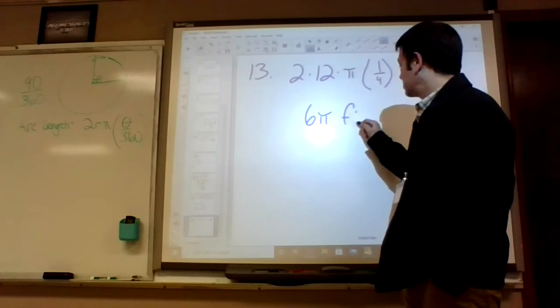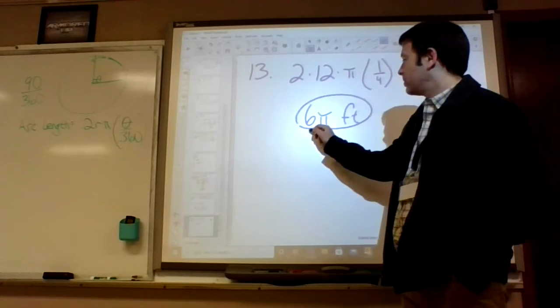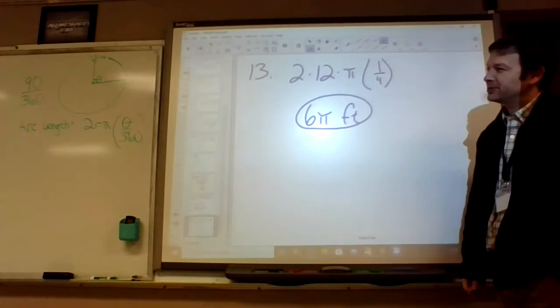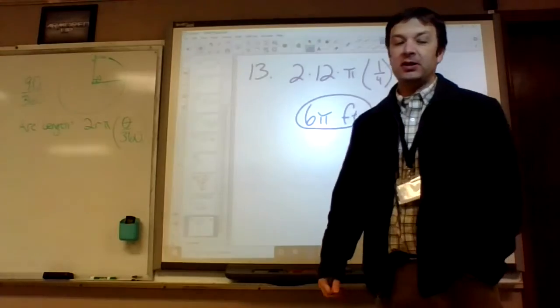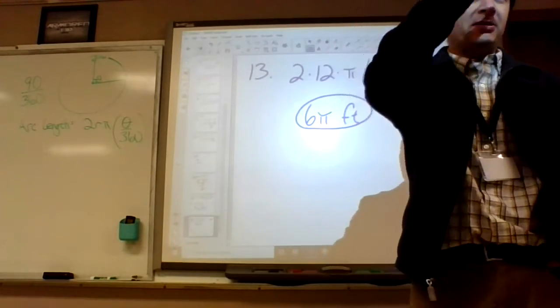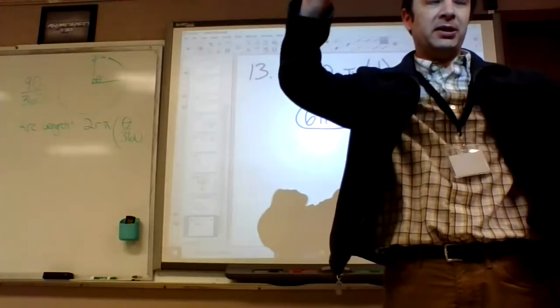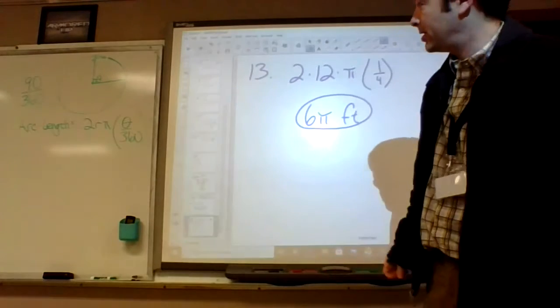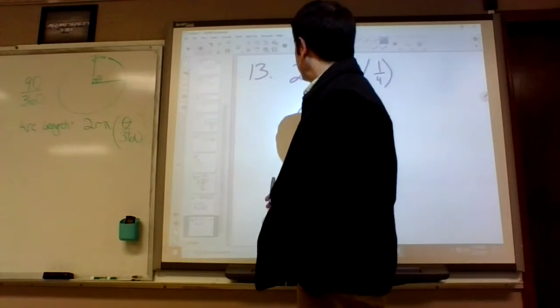Feet. Why am I not putting feet squared? Because it's not area. Circumference is like a line. You could measure it with a shoestring. It's not an area. It's arc length.